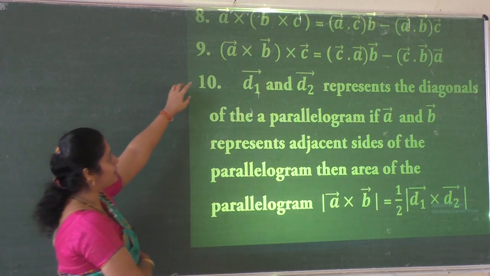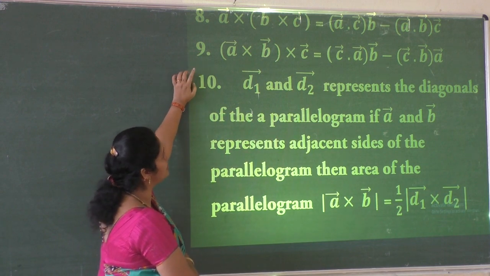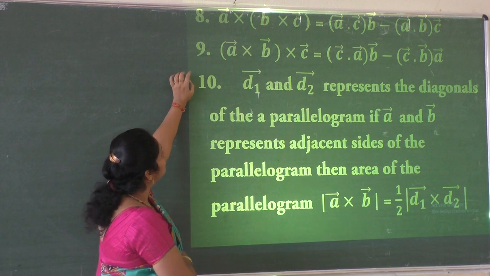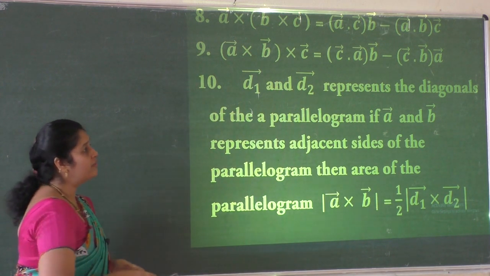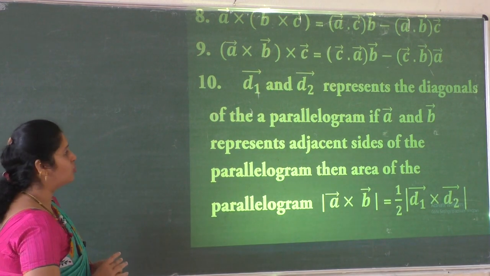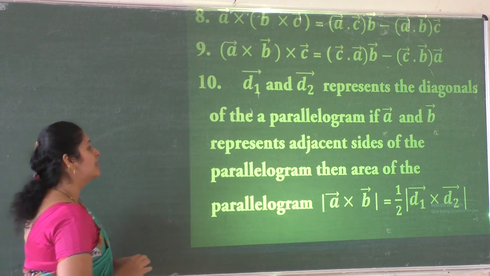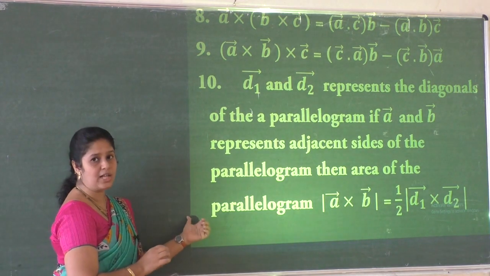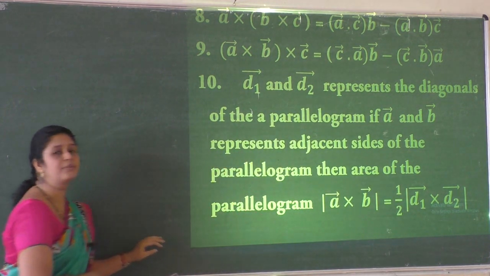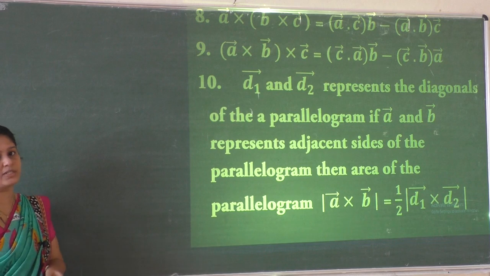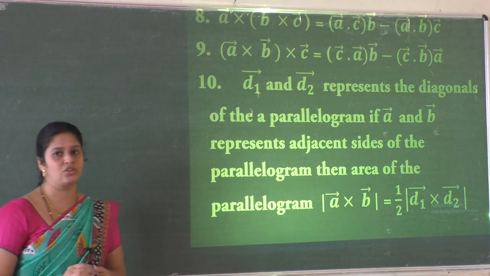Okay, that is vector triple product. First and second, 8th and 9th are vector triple product, you can write like this. Then the 10th one: vector D1 and vector D2 are the diagonals of a parallelogram, and vector A and vector B are adjacent sides of the parallelogram. Then the area of the parallelogram, that is magnitude of vector A cross vector B, is half of magnitude of vector D1 cross vector D2. So these are some important formulas that you can remember.